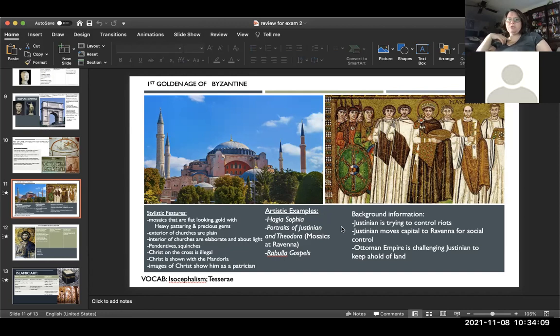Justinian moves the capital to Ravenna for social control purposes, but he never actually goes to Ravenna. The mosaics of him and Theodora are supposed to represent him being in Ravenna. The Ottoman Empire is really challenging Justinian, and Justinian's desperately trying to keep a hold of the land in North Africa and in southern Spain. Those lands are being challenged by Islam.